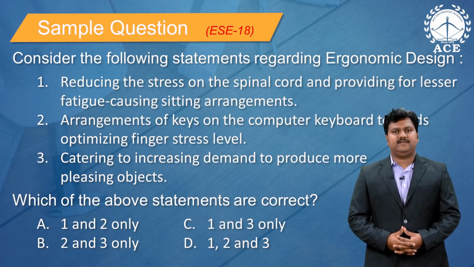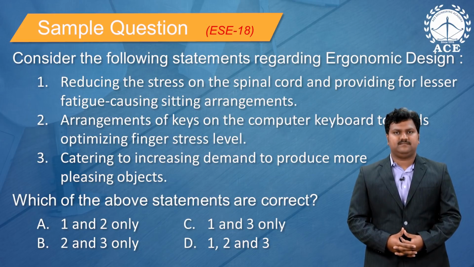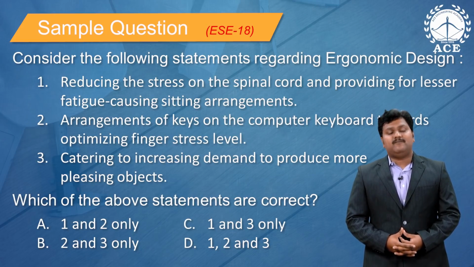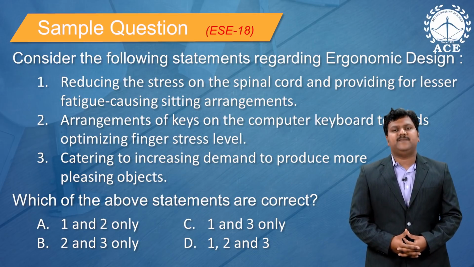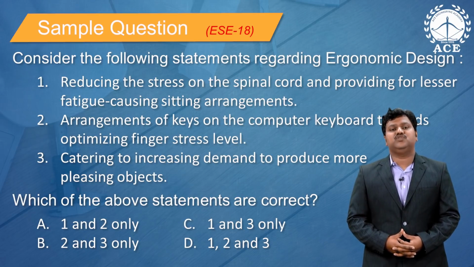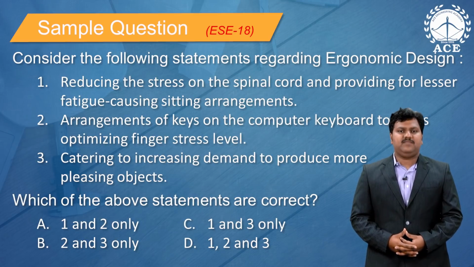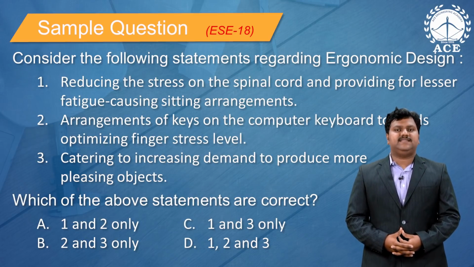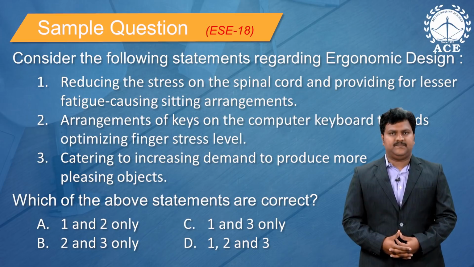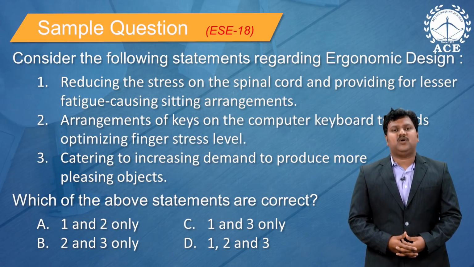Now if we look at the question, statement 1 talks about reducing the stress on the spinal cord or providing for lesser fatigue causing sitting arrangements. That is a comfort causing arrangement for the human or the person who is using an object. The second statement also talks about arrangement of the keys on the computer keyboard towards optimizing finger stress levels. Even the second statement talks about the comfort for the user.